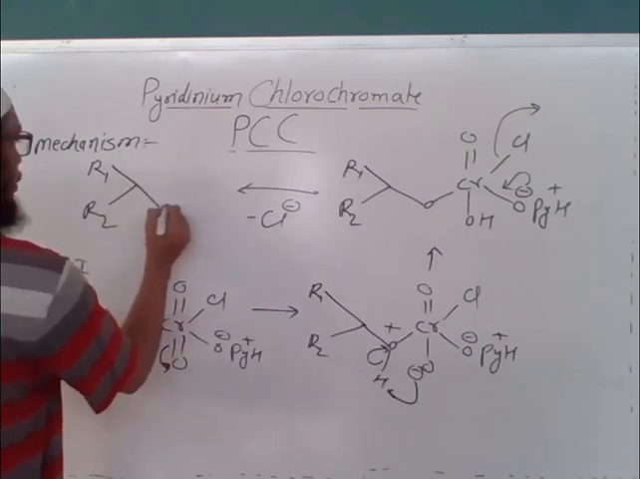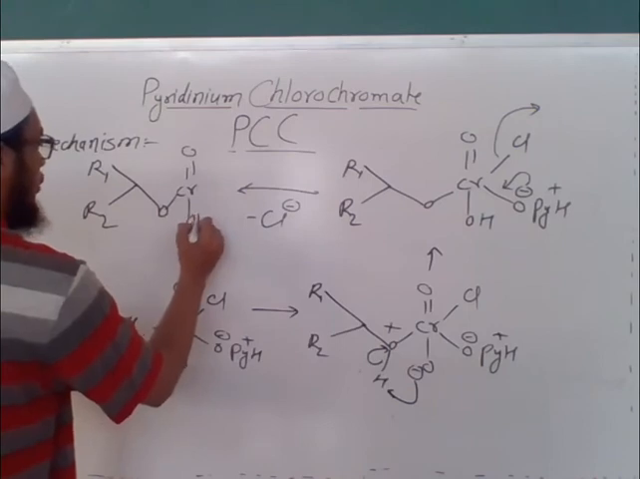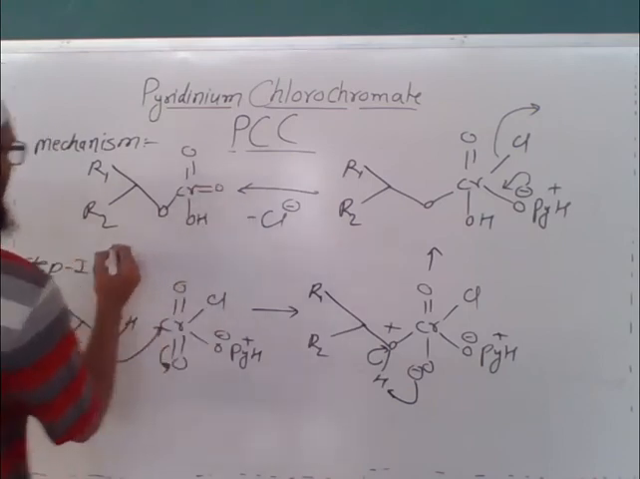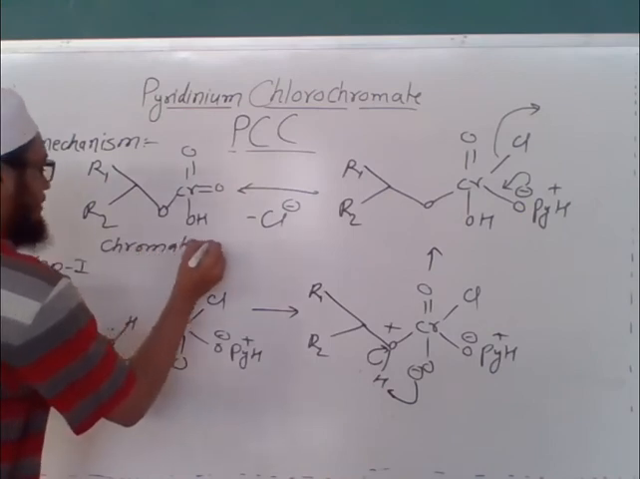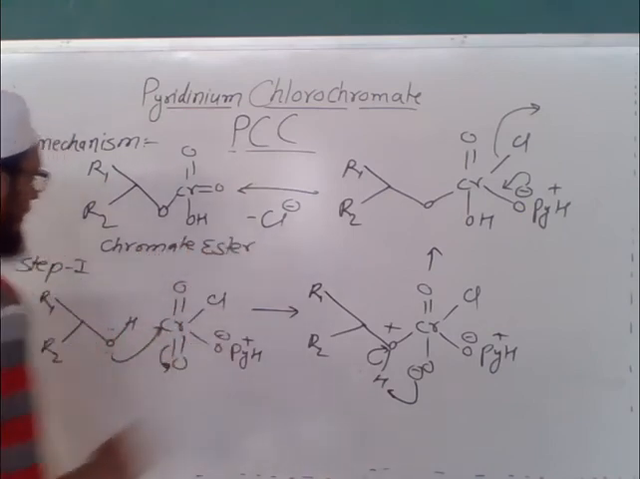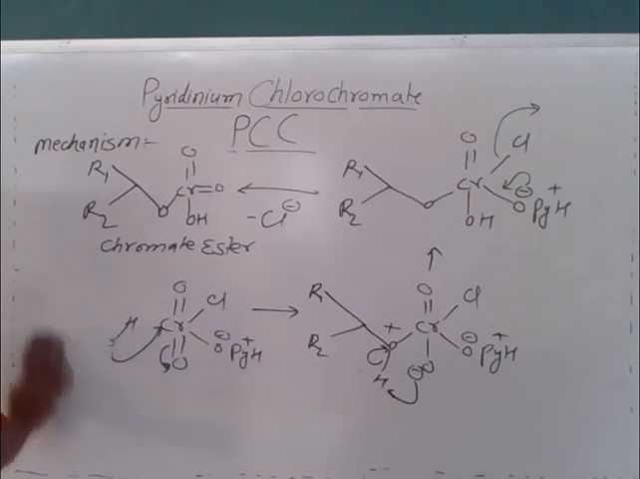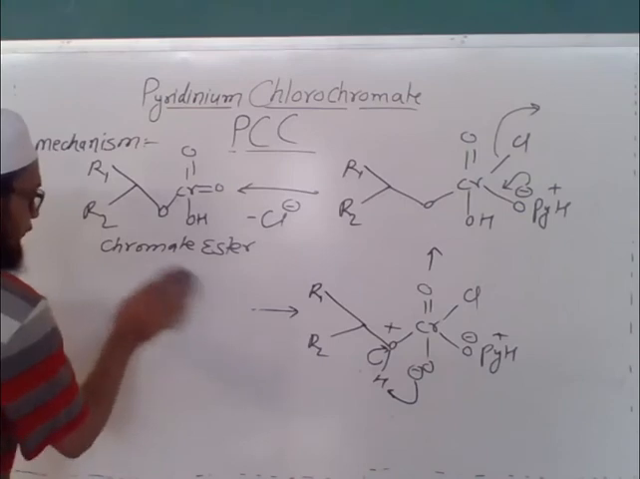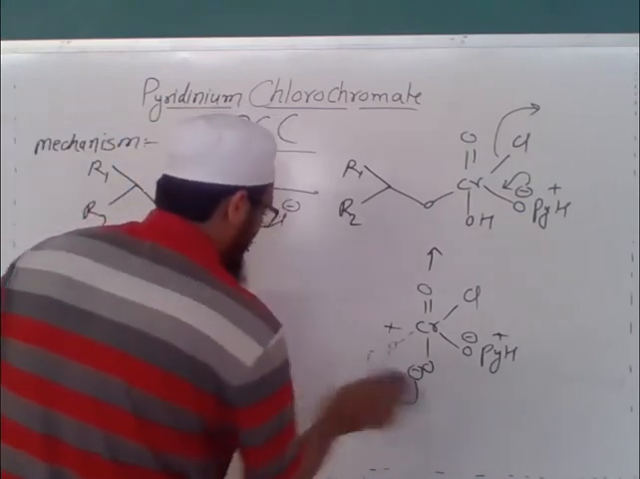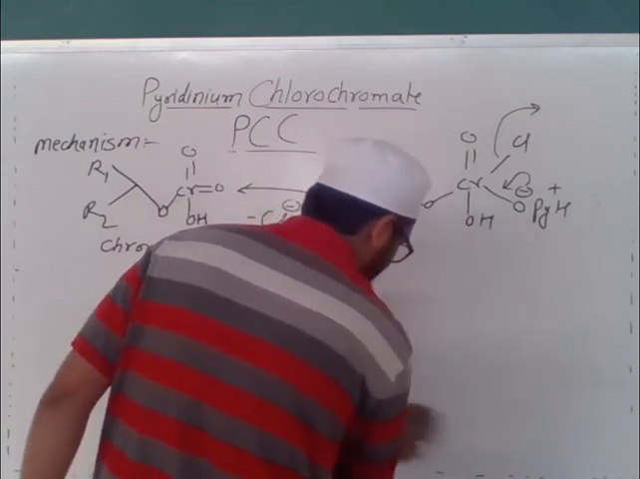We'll get after the arrow R1, R2, O negative, chromium, double bond O, single bond OH, double bond O. It is called chromate ester. Chromate ester. Now we have the first step, and the next step is alpha hydrogen elimination. So my dear friends, we'll shift towards alpha hydrogen elimination. The next step is alpha hydrogen elimination.